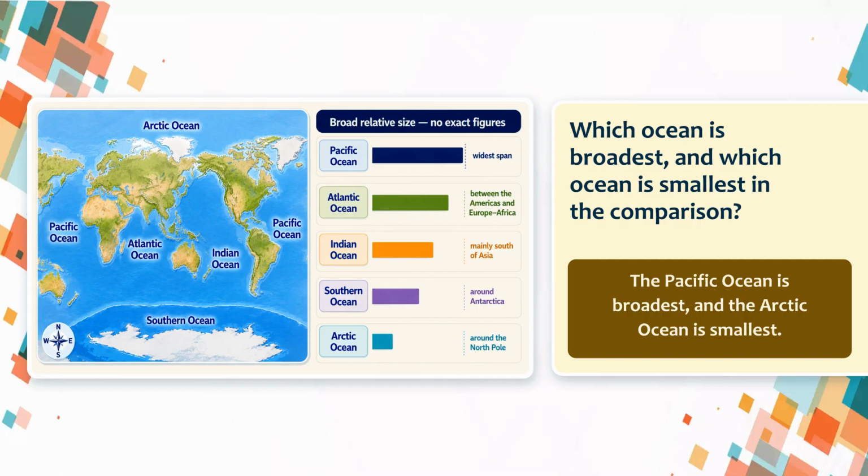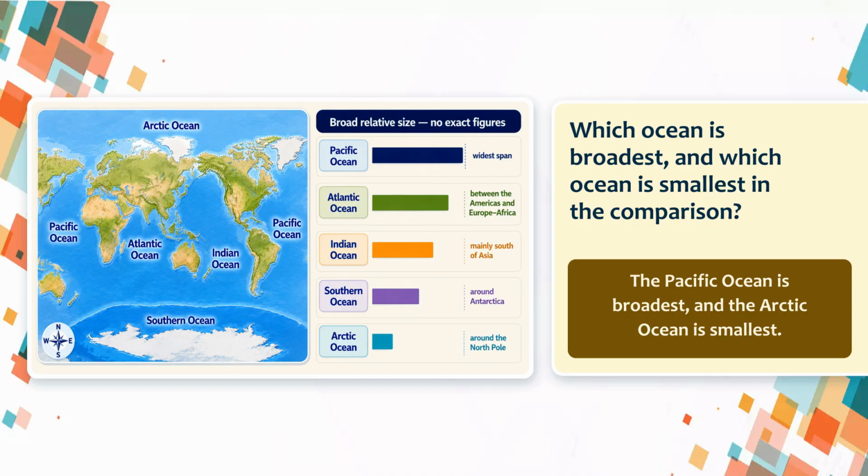Read the longest and shortest bars first. Which ocean is broadest and which ocean is smallest in the comparison? The 2 end bars make the answer clear. The Pacific Ocean is broadest and the Arctic Ocean is smallest. The comparison uses broad relative size, not exact figures.